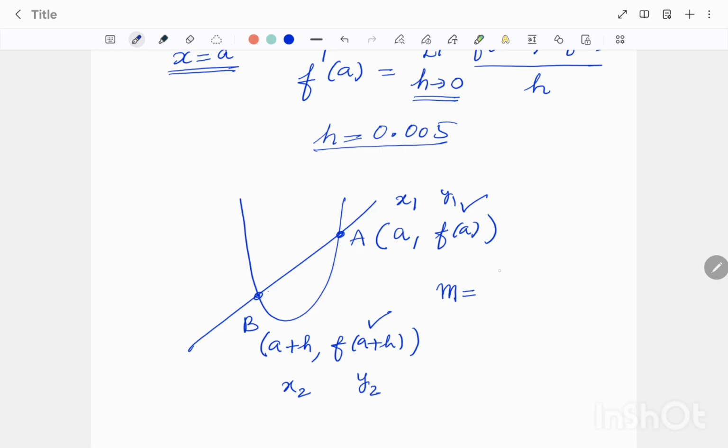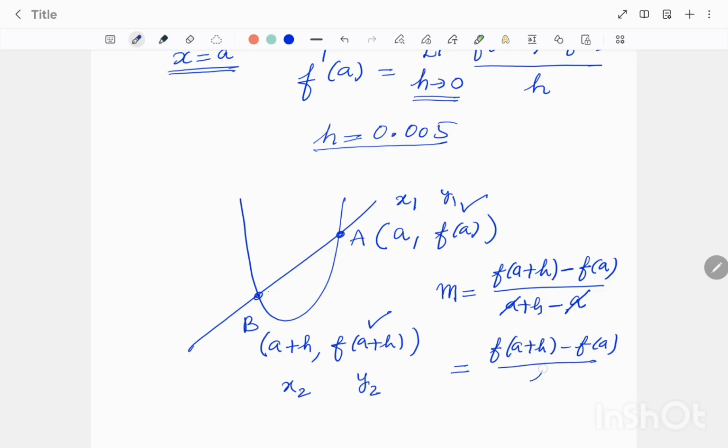And y2 minus y1 means f(a + h) minus f(a), divided by x2 minus x1, which is a + h minus a. So the a and minus a cancel, and we have the slope of the secant AB as f(a + h) minus f(a) divided by h.